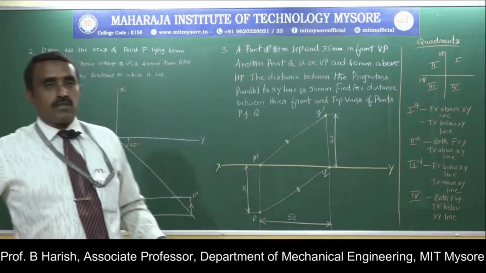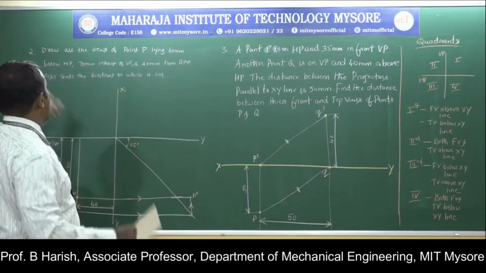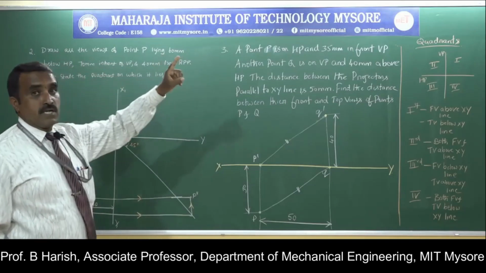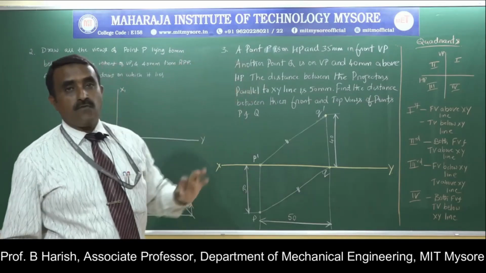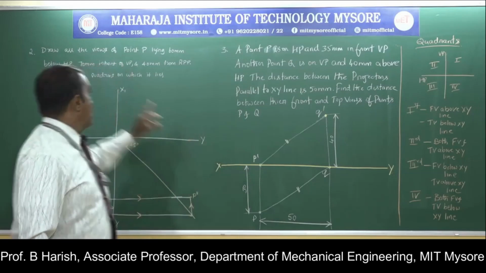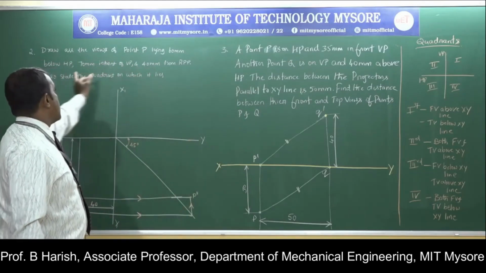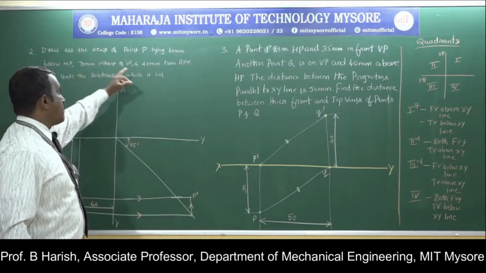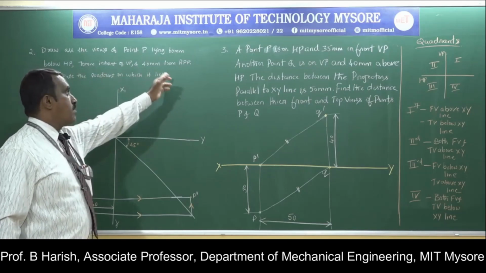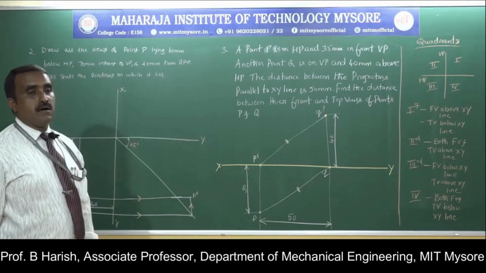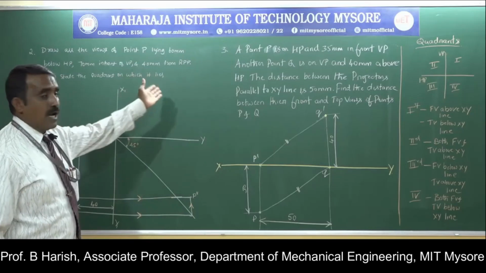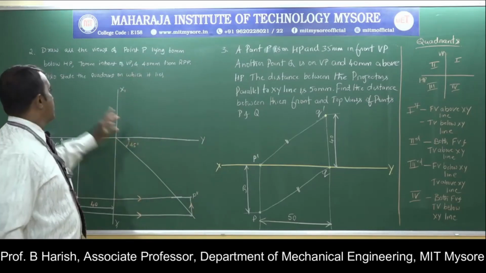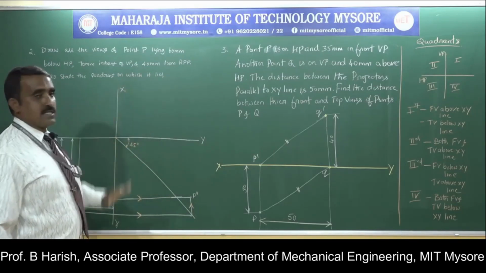So once again, going through the problem, it says to draw all the three views. Which are the three views? Front view, top view and profile view of point P lying 60 mm below HP, 70 mm in front of VP and 40 mm from RPP, the right profile plane. Also state the coordinates in which it lies.